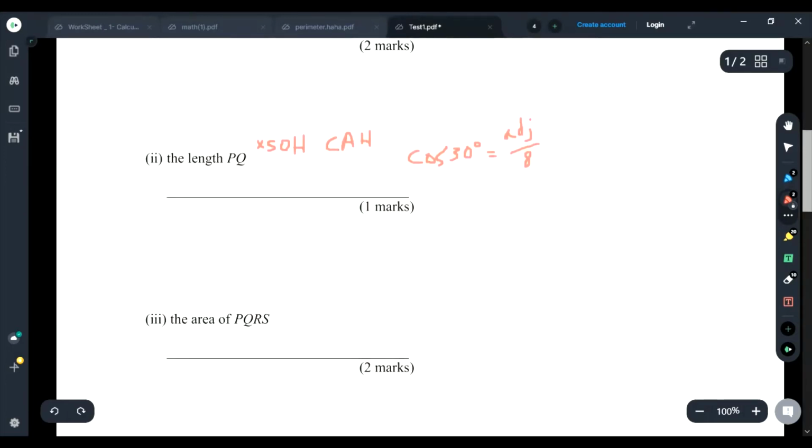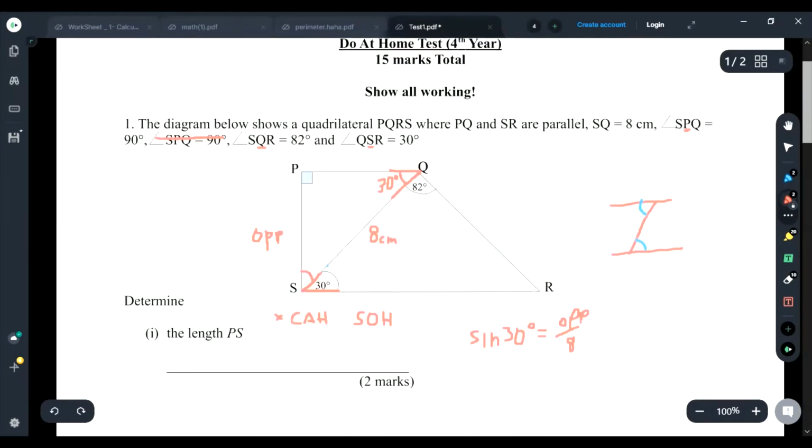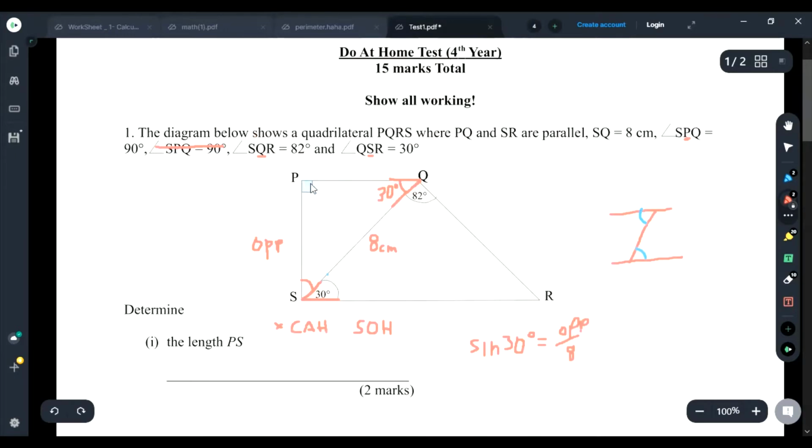Next part, find the area. Now, what is the area of this shape? Someone stated that this shape is a trapezium. Who remembers the area of a trapezium?